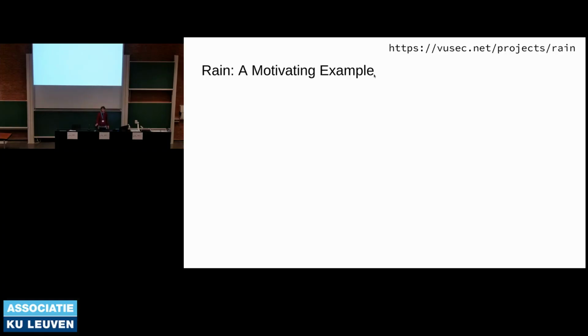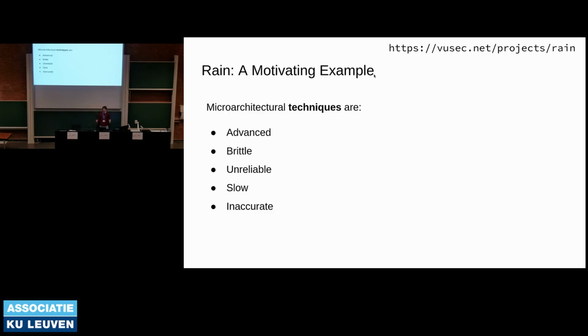So I would like to conclude with the message that I hope Project Rain can be a motivating example. If you look at the micro-architectural techniques that we are doing, they are quite advanced, they require expert knowledge, they're brittle, like you move to another machine, it doesn't work anymore. They're unreliable, they leak the wrong data sometimes, they're slow, they're inaccurate, and I think this is all true. And this is how the rest of the world looks at us, right? The rest of the security community, when they hear about Spectre, they think, yeah, that's slow and brittle and unreliable. Maybe it's not so dangerous.